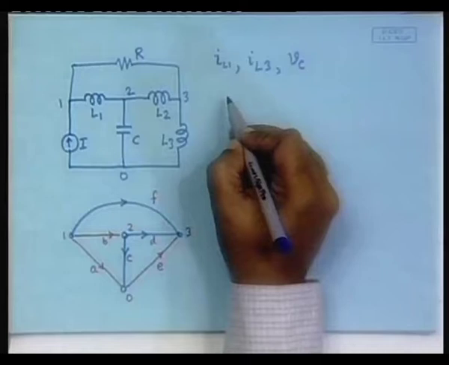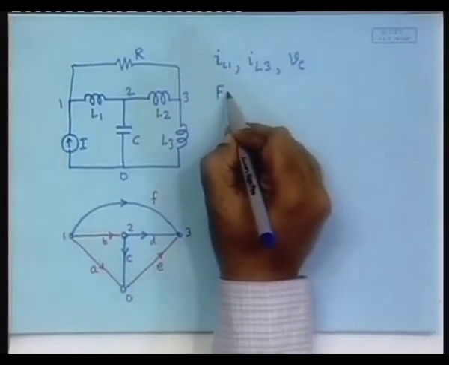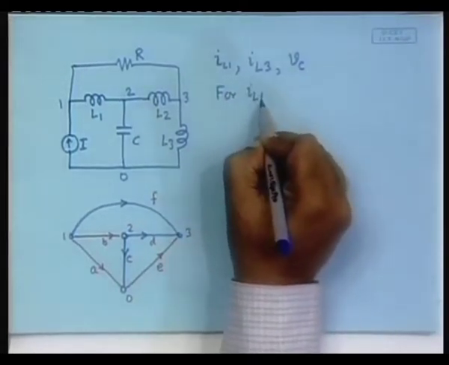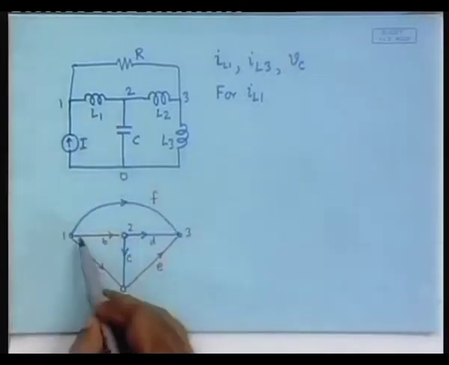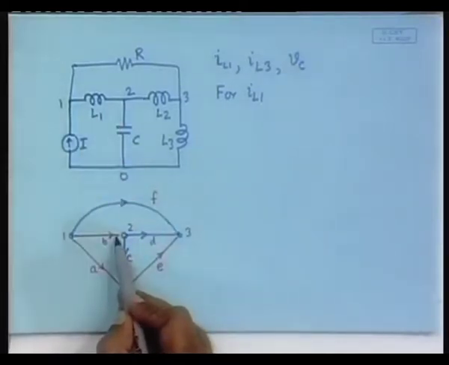So let us start by writing it for IL1. IL1 is here. So we need to identify what? The loop, basic loop involving this branch. Where is it? It is there.